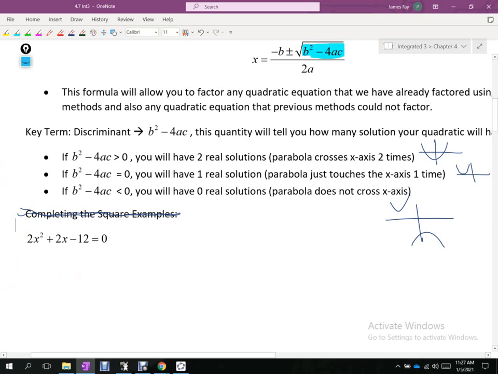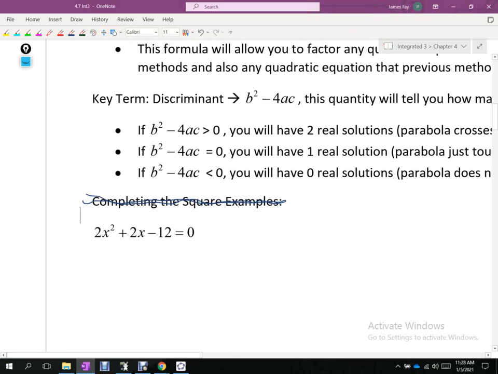So I want to identify what a, b, and c are. What is a in this case? 2x squared is the term, so a is just 2. b is 2 as well. And c now is -12.